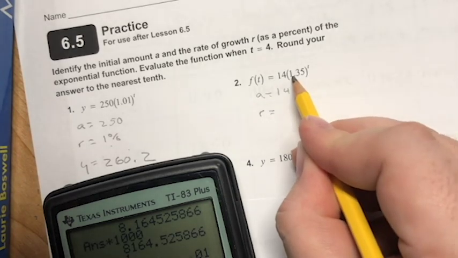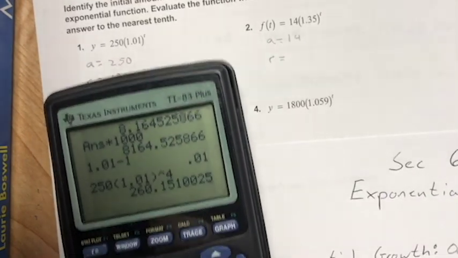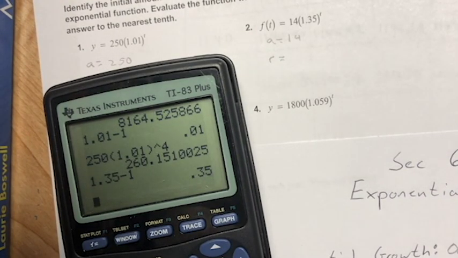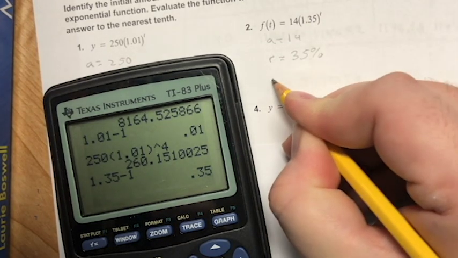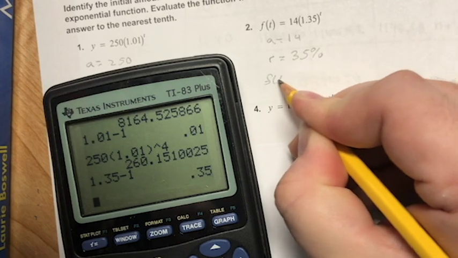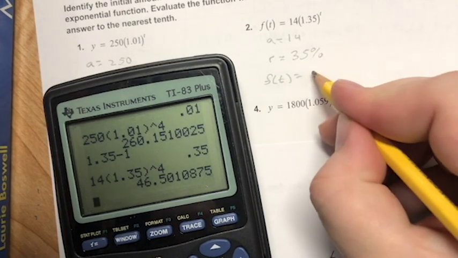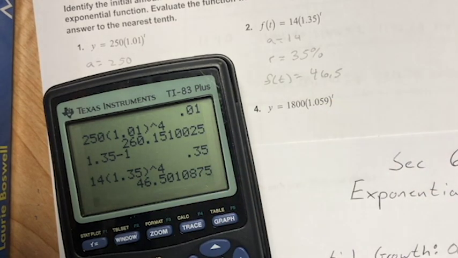What is my rate of growth? Well, I can look at it. I know I have a 1 here, so that's going to be 0.35 if I subtract it out, and we can just show that in calculator if you want to see it. And 0.35 written as a percent is 35%. And then my final answer after t is we just plug it in. 14 times 1.35, close that off, raised to the 4th power, and I get 46.5, and leave it like that.